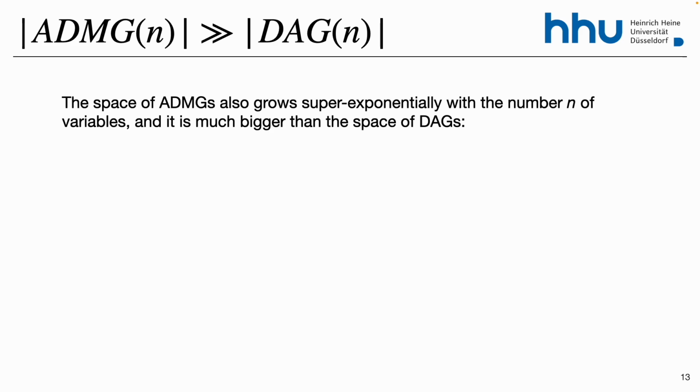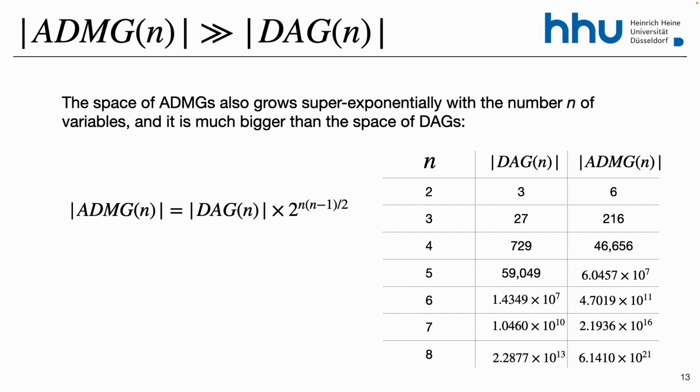It's also super exponential, but the formula is this one. So you can see here that's the space of DAGs multiplied by some number, to the power of n. If we look at the numbers, I'm comparing here the DAGs and here the DMGs. You can see how much bigger the space is in comparison to the DAGs.